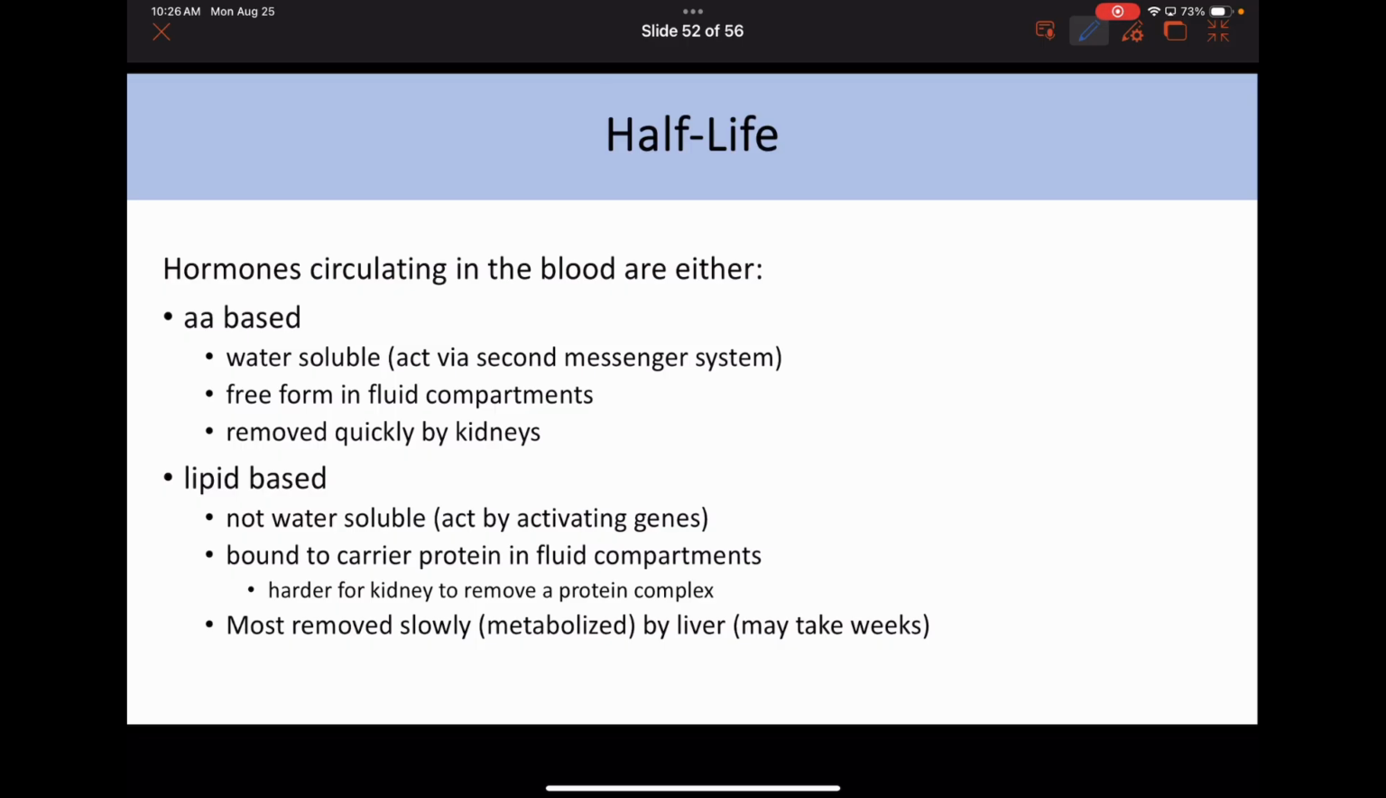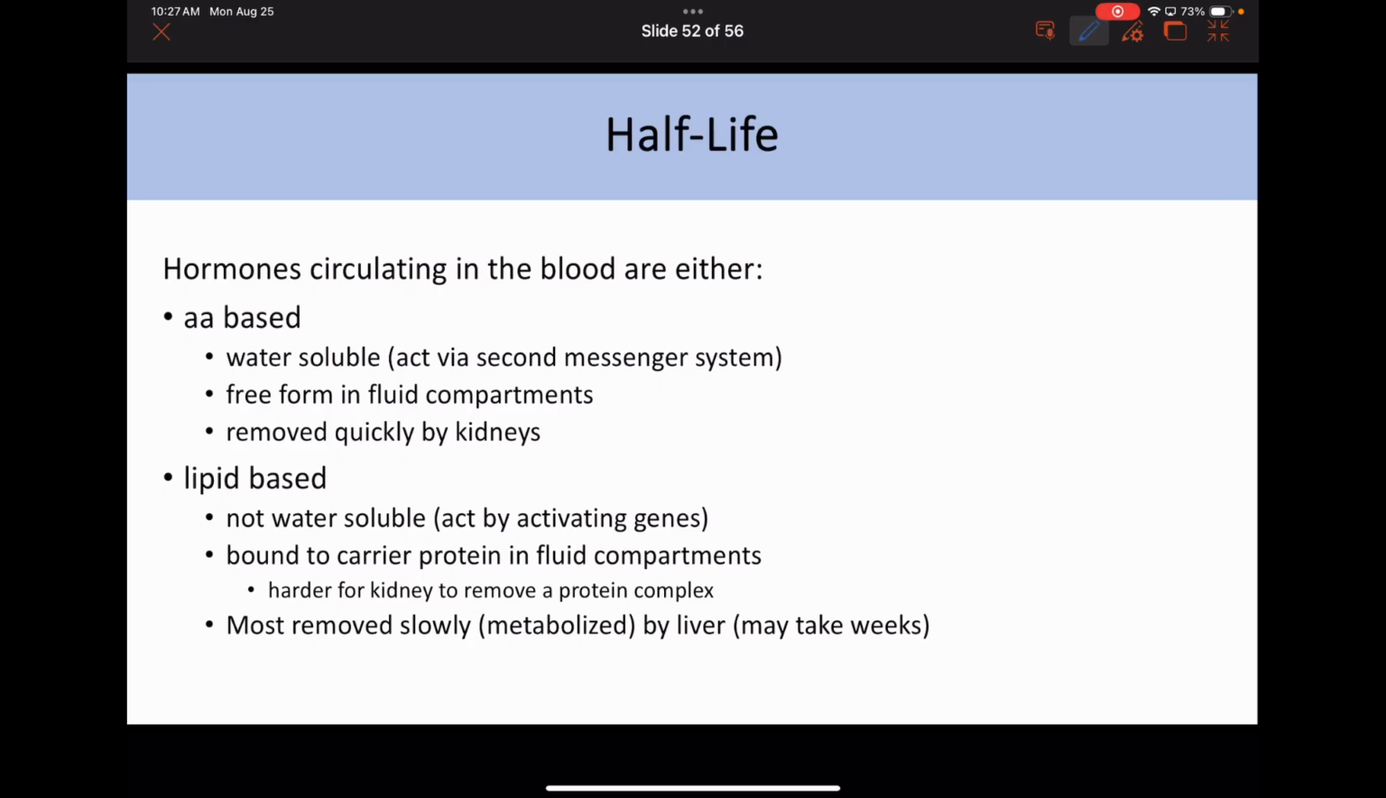Half-life. So hormones circulating in the blood are either going to be amino acid based or lipid based. Amino acid based are the ones that are water soluble. They bind from the outside. They work very quickly, over minutes to hours. Lipid based, because they're not water soluble, they can cross the plasma membrane. They're lipid soluble, so they can cross. They bind on the inside, which makes them activate genes, which is just a much longer process. And so these work over days to weeks.